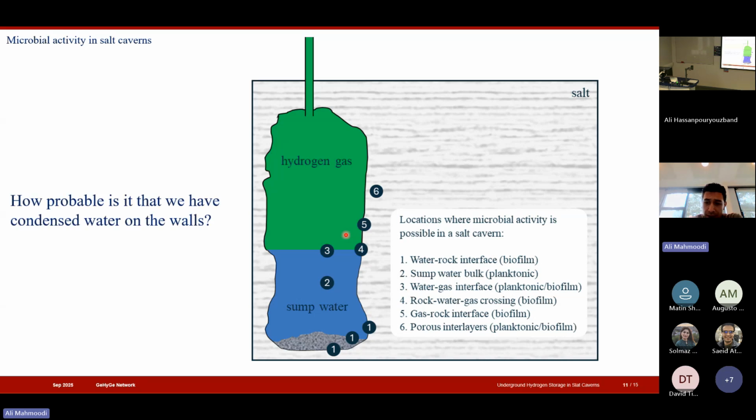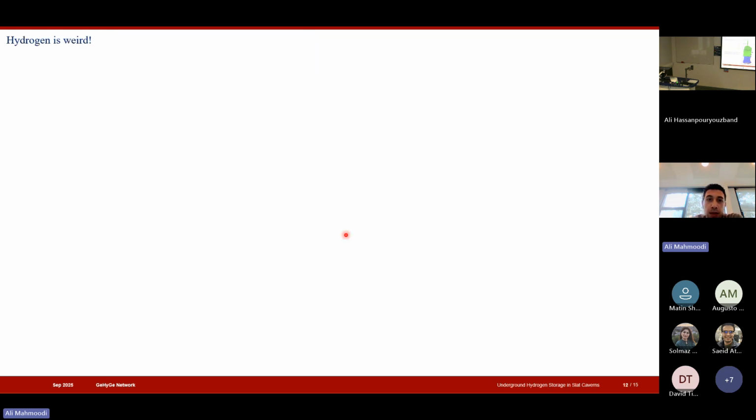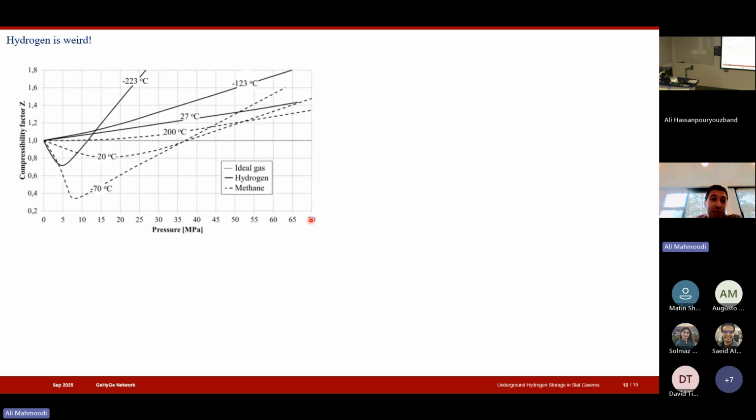In order to have a quick analysis of how probable condensation on the walls is, outside the sump water, I needed to look at the thermodynamics of hydrogen. And well, that's when I learned that hydrogen is such a weird gas. First of all, its compressibility is so different from other gases at normal temperatures, like 27, even minus 100 degrees. It never goes below 1. This is for hydrogen, and these are for methane.